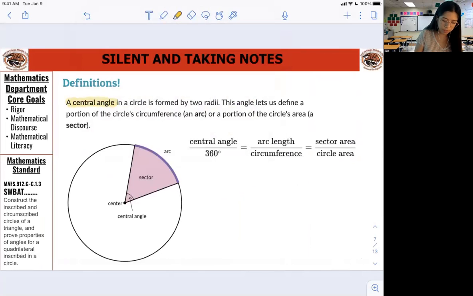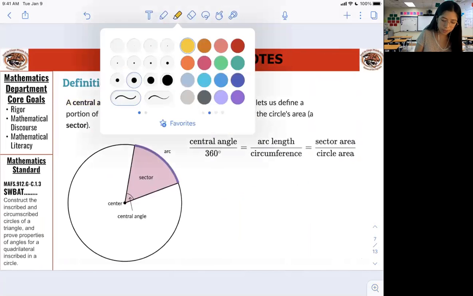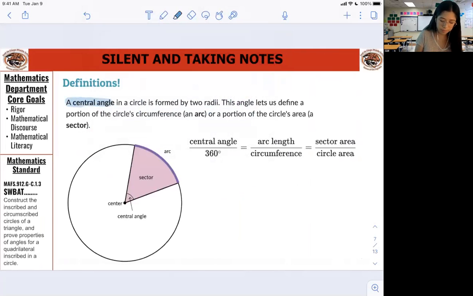Central angle, who can read? Let's have Tyrone read because you haven't read yet. A central angle in a circle is formed by two radii. This angle lets us define a portion of the circle's circumference, an arc, or a portion of the circle's area, a sector.